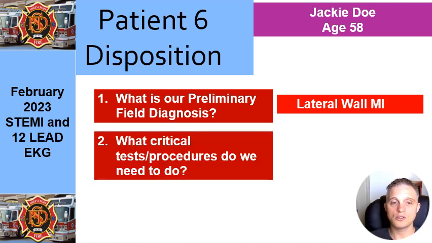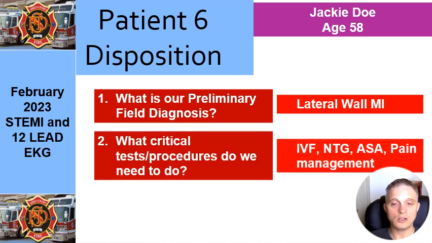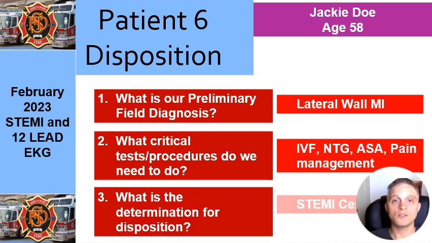What critical procedures do we need to do? IV fluids, nitroglycerin, making sure you maintain that blood pressure greater than 100 systolic, aspirin, and pain management. Again, morphine isn't first. It's going to be fentanyl. And then what's your determination for disposition? STEMI center.